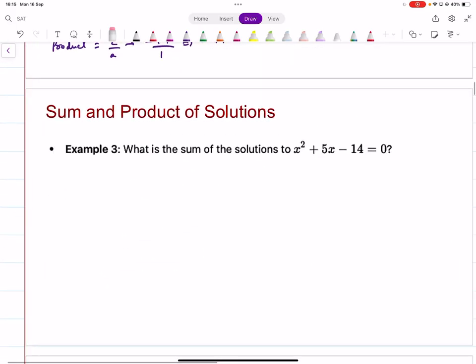Let's look at this example very quickly. In fact, we did this. Sum of solutions minus b over a. That will be minus 5 over 1, which is minus 5. Right? Just apply that formula without actually solving the equation.